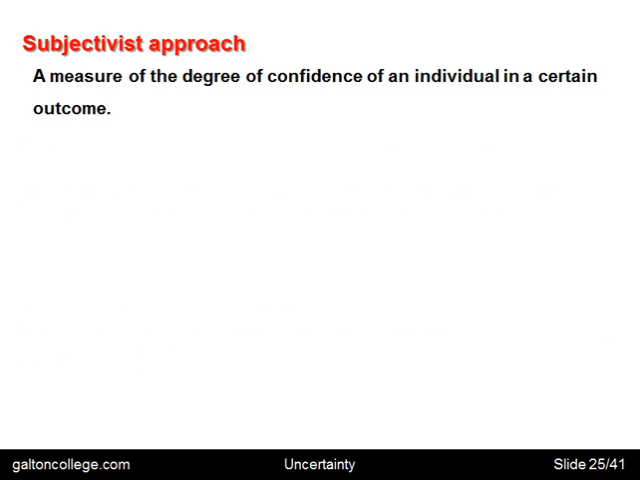Now, the subjectivist approach is a measure of the degree of confidence of an individual in a certain outcome. Like the business person deciding to invest in a piece of machinery. Nobody knows what the outcome of that will be in 10 years' time. But the person making the decision must have confidence in the decision and must feel that it's a good decision, based on experience and an assessment of likely future risks.